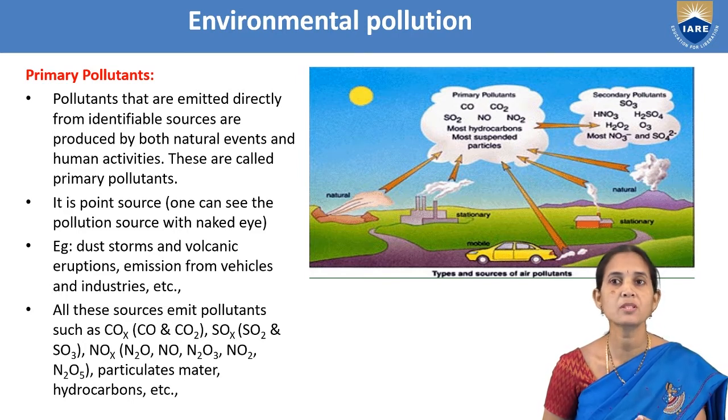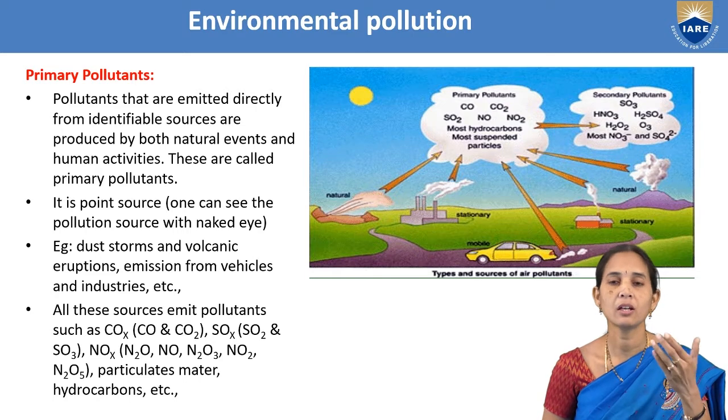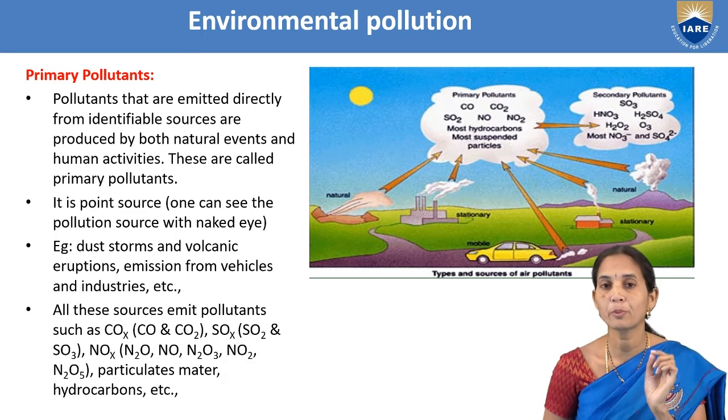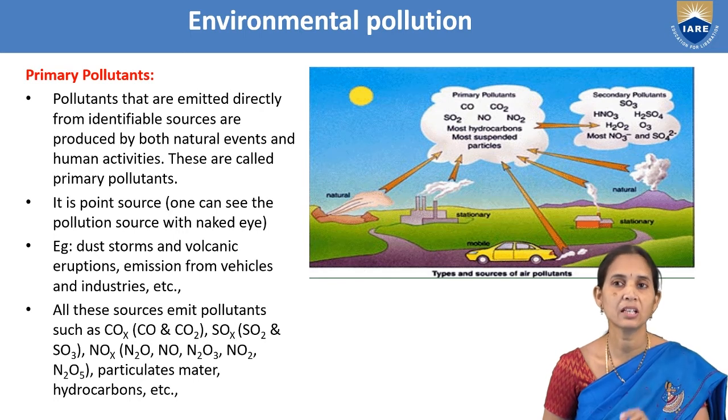Dust storms, volcanic eruptions, and emission from vehicles, we can see with our eyes. We can see the emission from the vehicles and the effluents coming out from industries. These are called primary pollutants. So primary pollutants are volcanic eruptions and emissions from vehicles and industries.